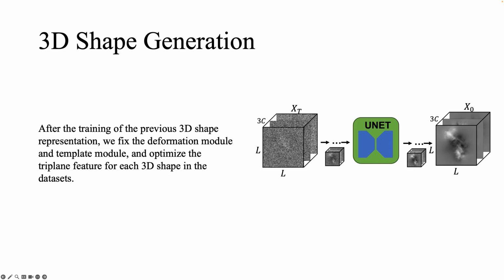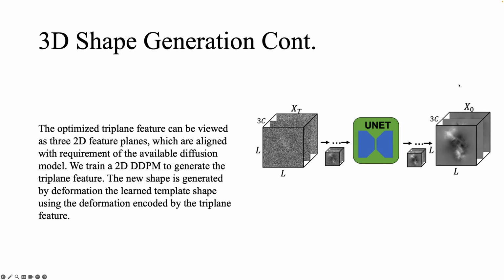After the training of the previous 3D shape representation, we fix the deformation module and template module and optimize the triplane feature for each 3D shape in the dataset. The optimized triplane feature can be viewed as three 2D feature planes, which are aligned with the requirement of the available diffusion model. We train a 2D DDPM to generate the triplane features. Then, the new shape is generated by deforming the learned template shape using the deformation encoded by the generated triplane feature.